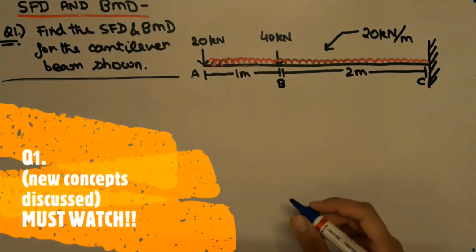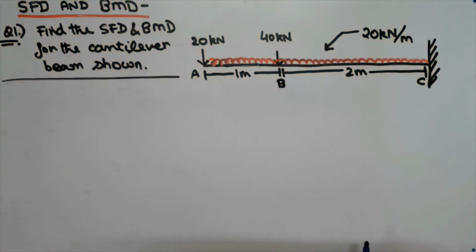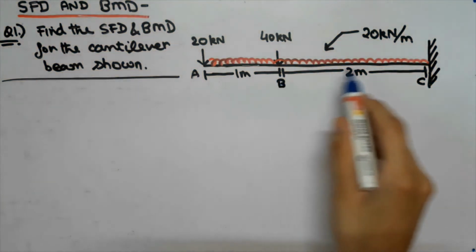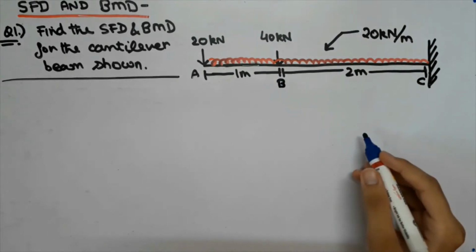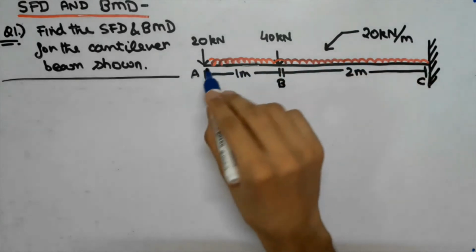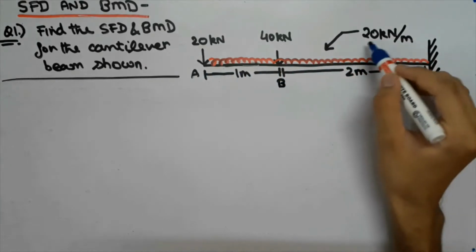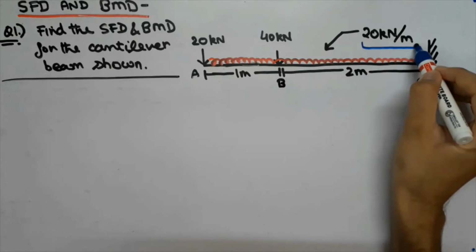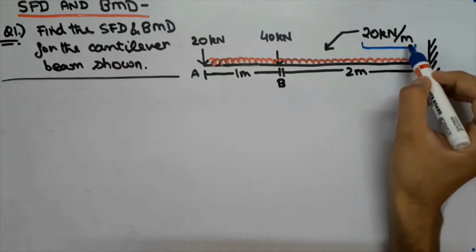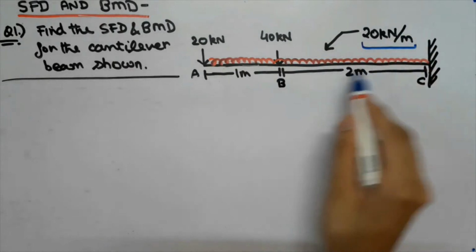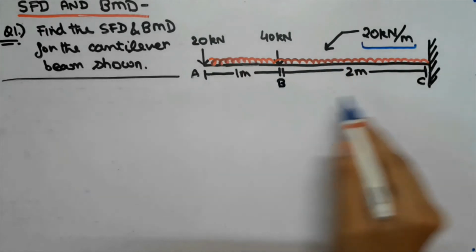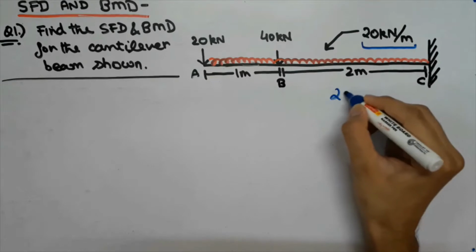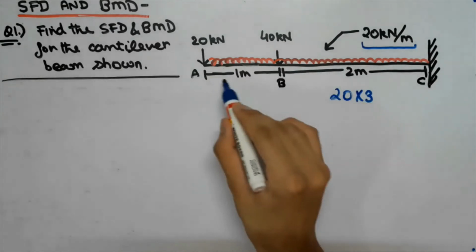Now guys, in question number 1, we have to find the SFD and BMD for the given cantilever beam. And guys, this red part that is shown in the figure is the UDL, that is uniform distributed load. And this UDL is distributed along the whole beam. And the force on it is given in the terms of kilonewton per meter. That means in 1 meter of this UDL, the force being applied is 20 kilonewton. So for the whole UDL, the force being applied will be 20 into 3, as the length of the rod is 3.